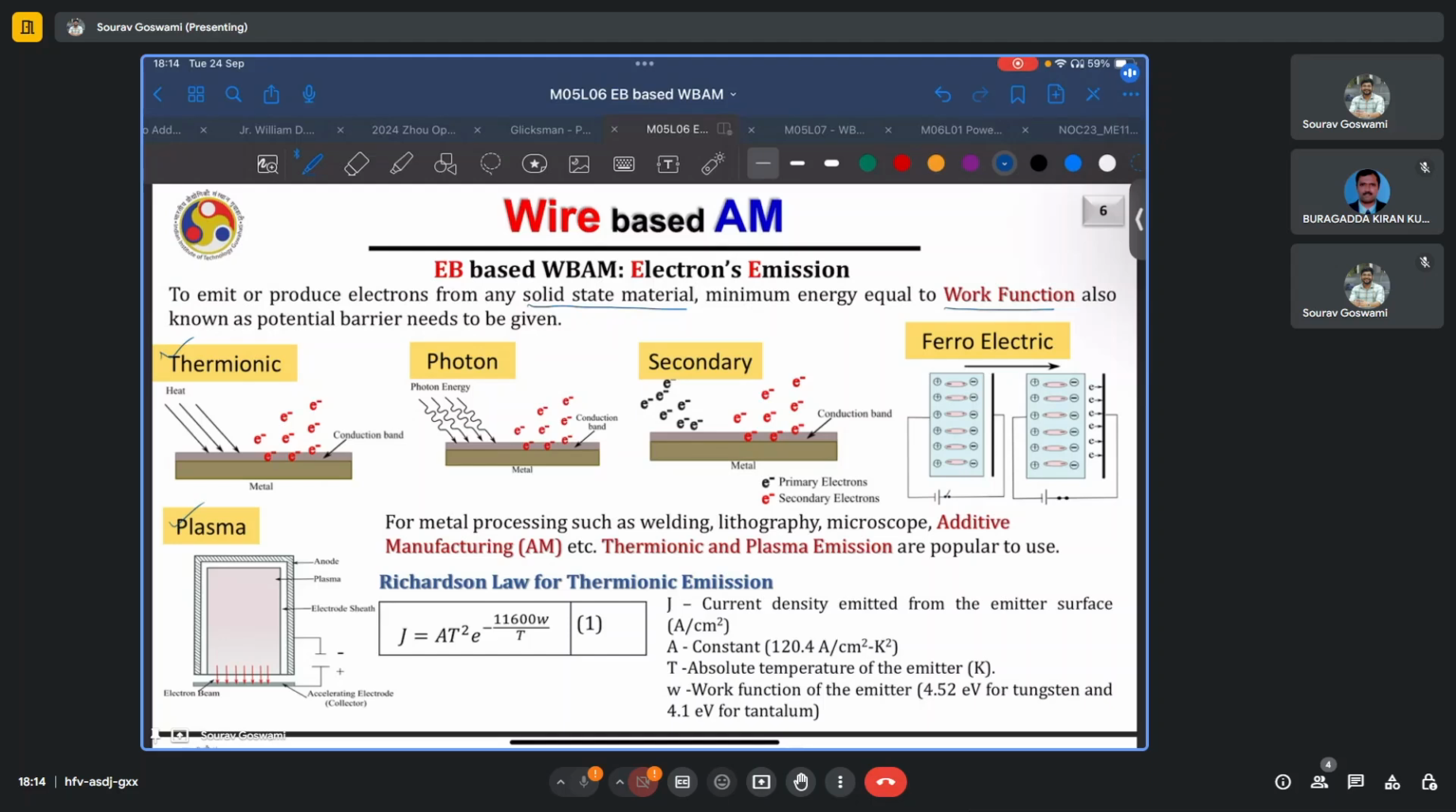For the thermionic emission, this energy is provided in the form of heat, and upon sufficient heating, electrons get liberated from the target surface. In the case of photon-based emission, the energy is transferred in the form of photons, similar to our lasers, and impingement of this energy leads to the emission of electrons near the surface of the target. We may bombard a surface with electrons, and bombardment with electrons may lead to the expulsion of secondary electrons from the conduction band. There may be ferroelectric modes, and there is plasma.